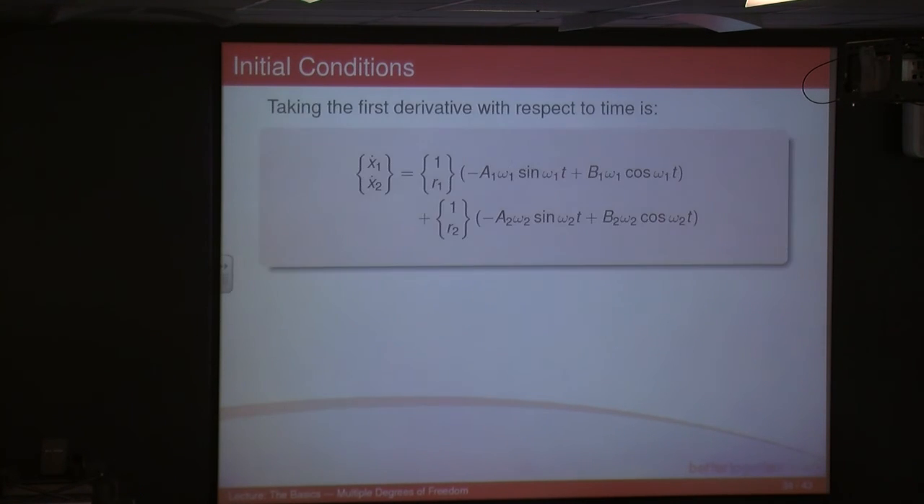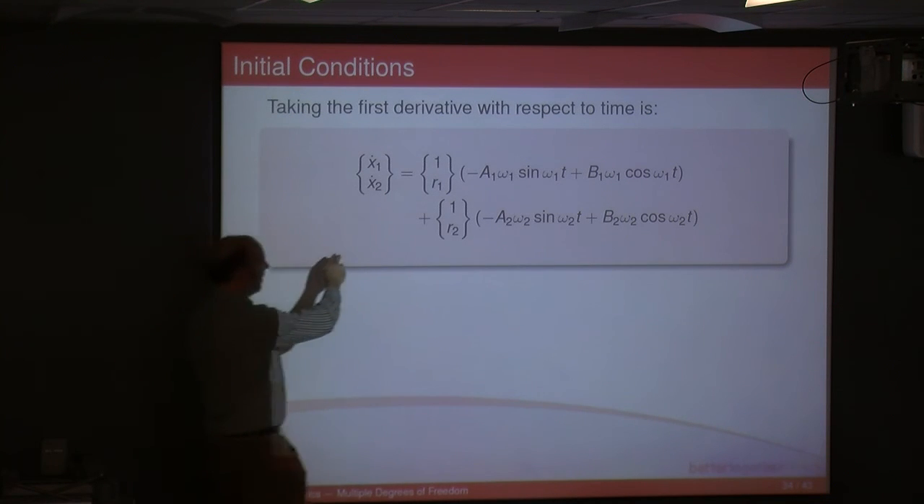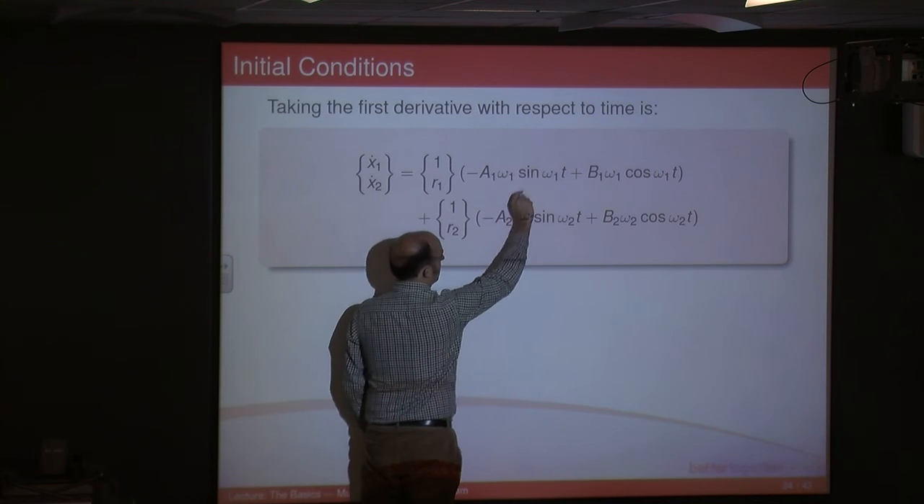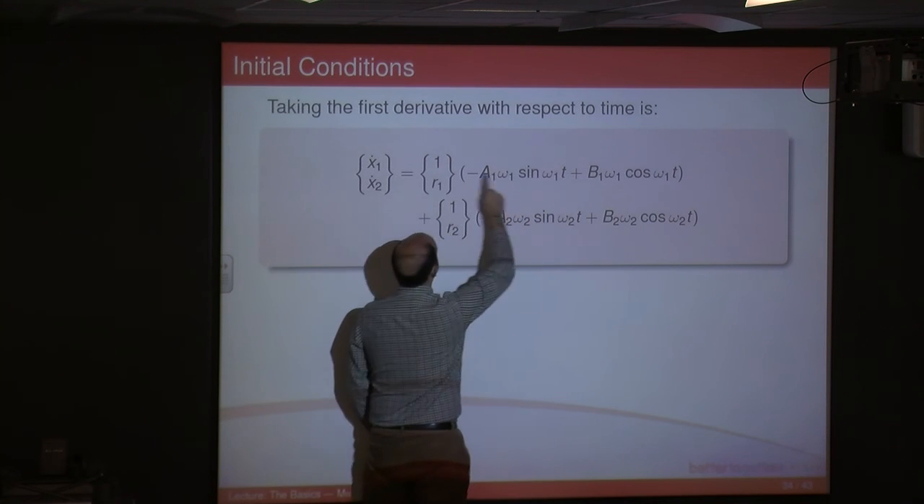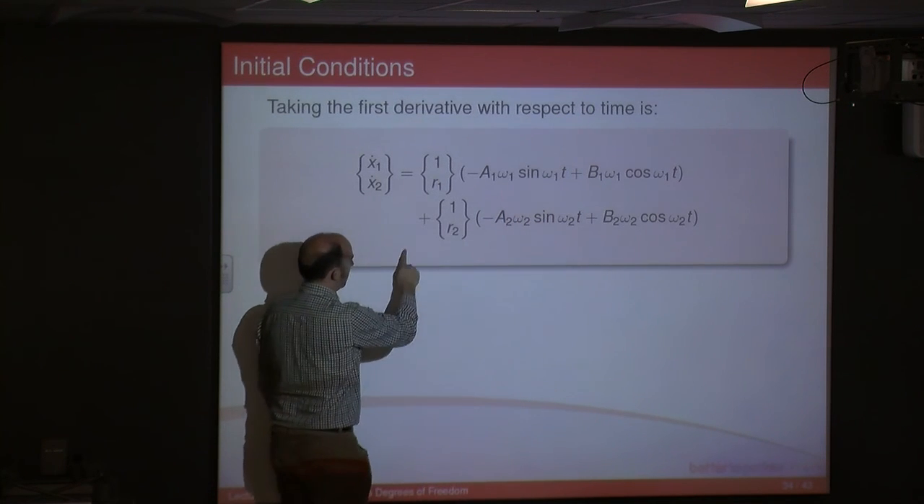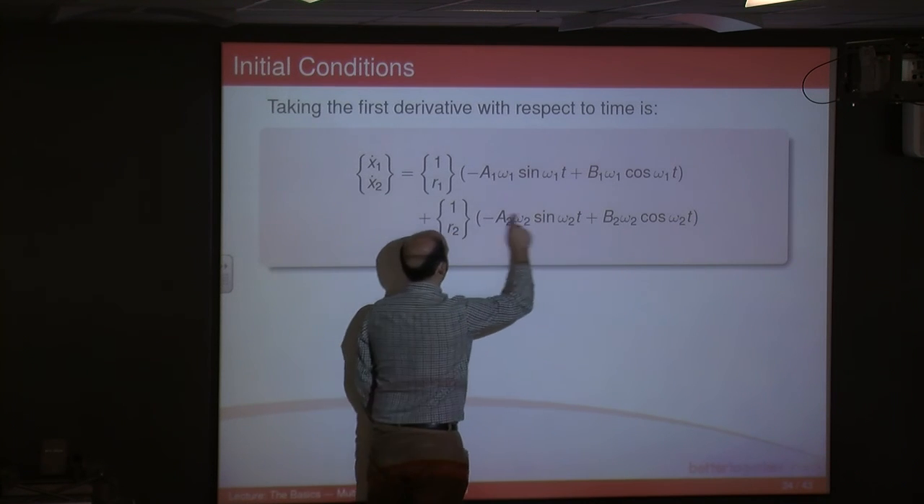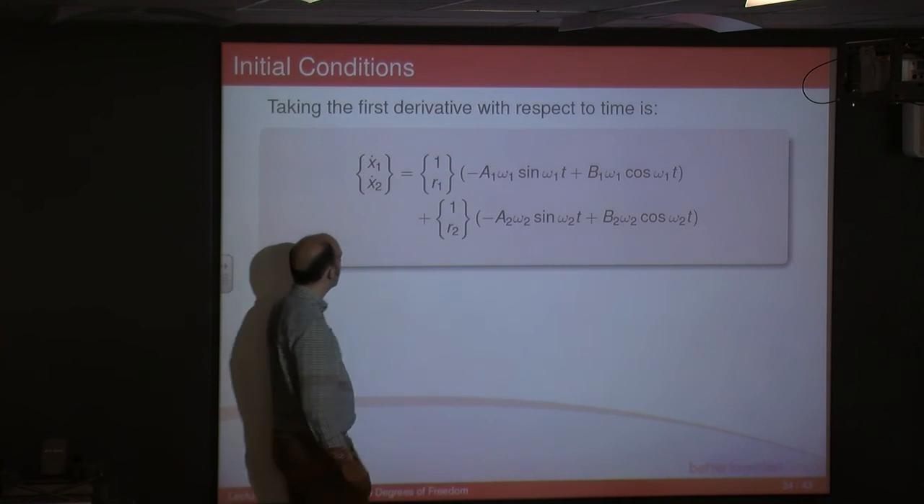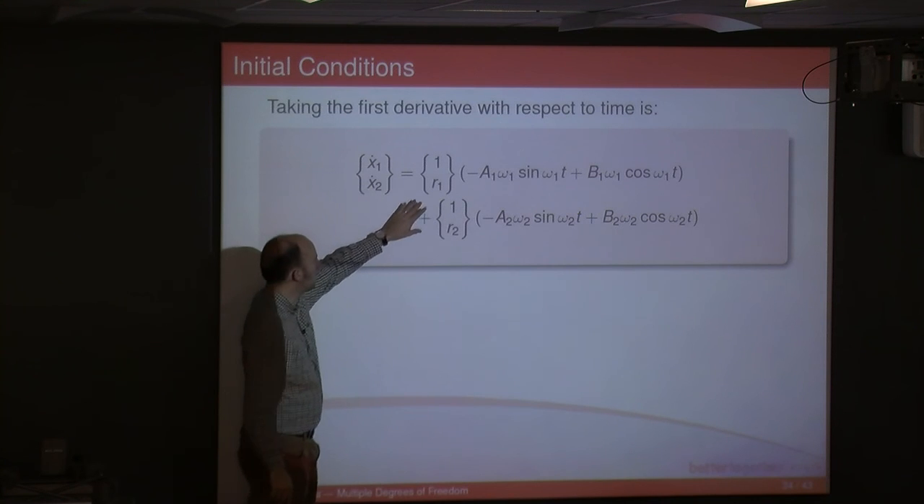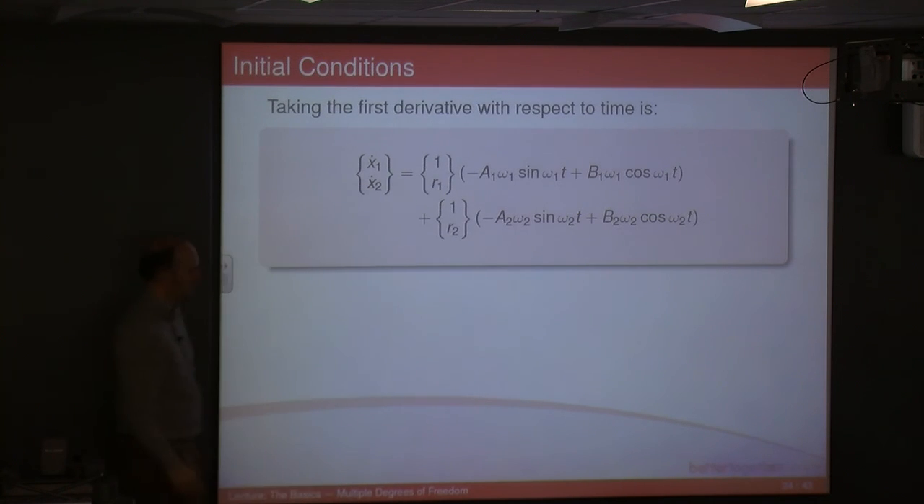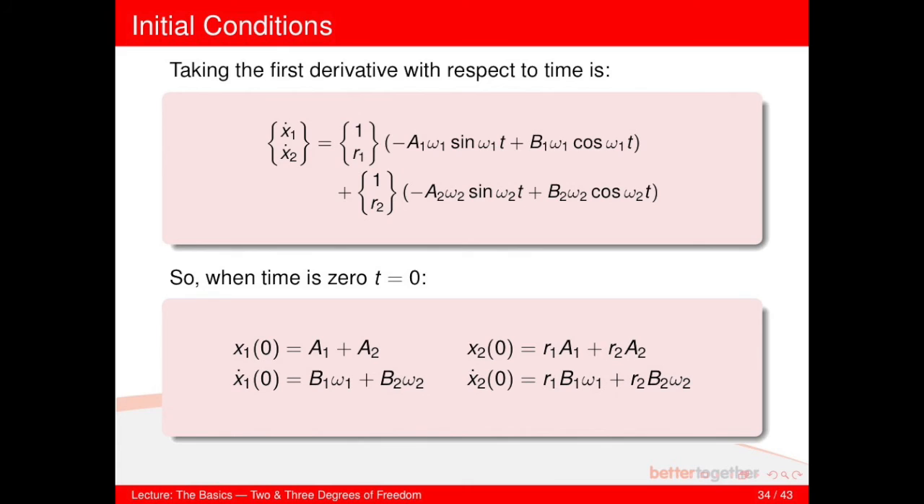And if you do the same thing with the derivative term, for x1 when time equals 0, obviously this term now disappears. We end up with B1 omega 1 times 1 plus B2 omega 2 times 1, because the sine term disappears. And with x2 you've got the same thing, except it's multiplied by r1 and r2 as well. And so you end up with 4 equations and 4 unknowns.